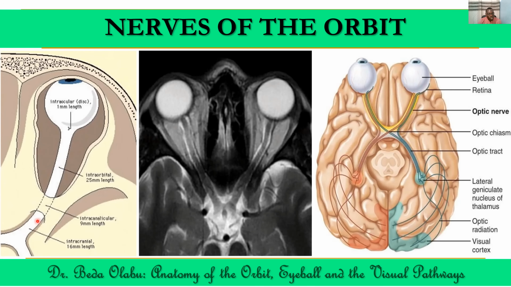The right and the left optic nerve meet within the middle cranial fossa. In that region, we call it the optic chiasma. Then from there, we have optic tracts taking the information all the way to the thalamus and all the way to the brain. The second part of this lecture is going to capture that very well, describing the visual pathway.